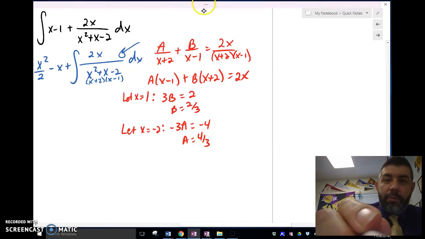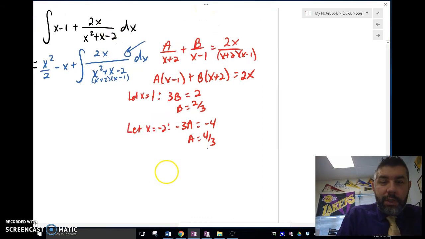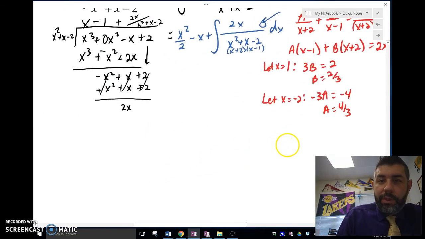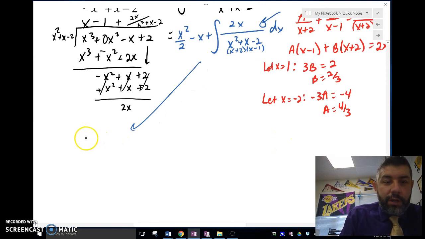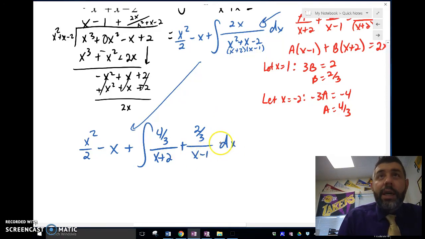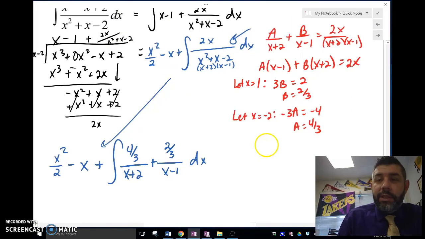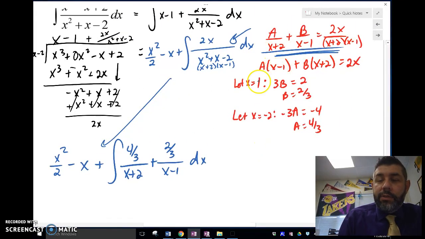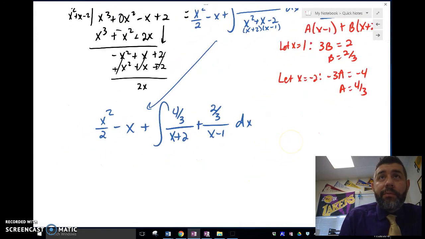All right, so now let's go back and finish this guy off here. Let me put this over here where I got some more room to work. So we've got x squared over 2 minus x plus the integral of 4/3 over x plus 2 plus 2/3 over x minus 1 dx. And remember, I got this from my partial fractions that I did right here. Okay, so I figured out the partial fraction, split that apart.